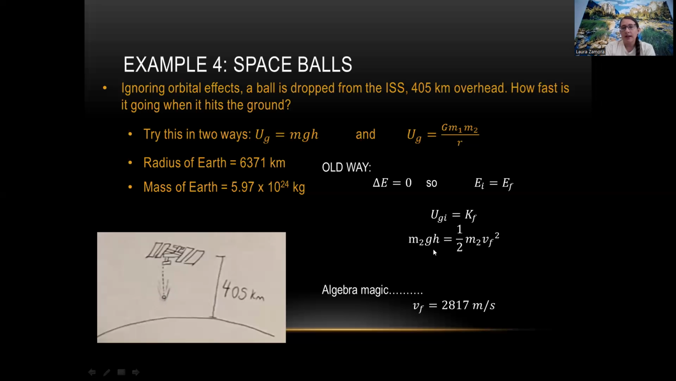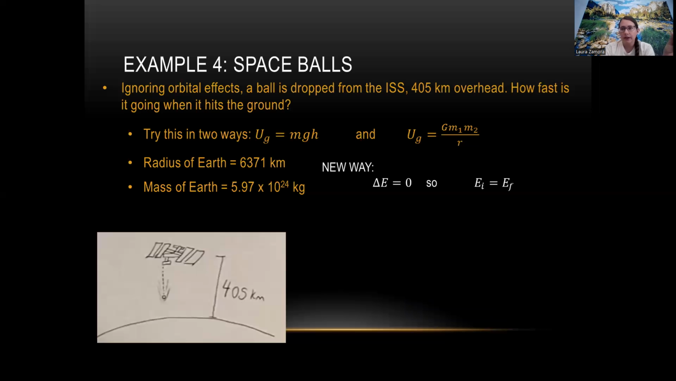G is 9.8, H is 405 kilometers. We need that in meters. We get a final speed of 2,817 meters per second. Okay, so this would be following that same pattern that we had seen last week with energy. We would end up with this final speed.